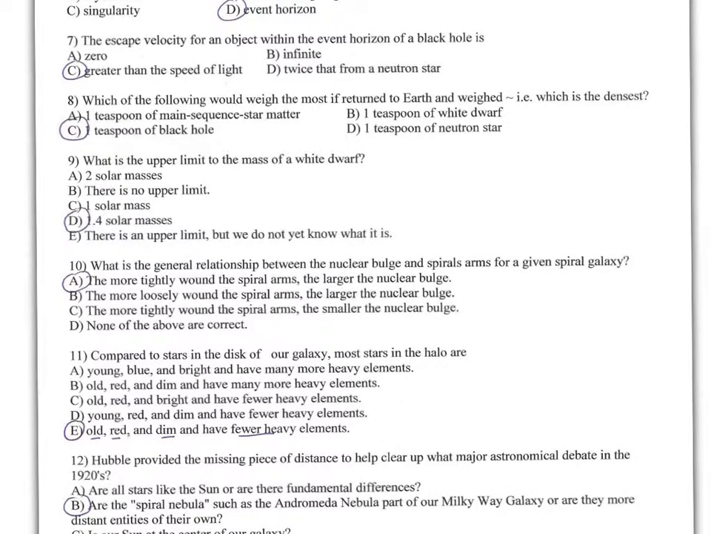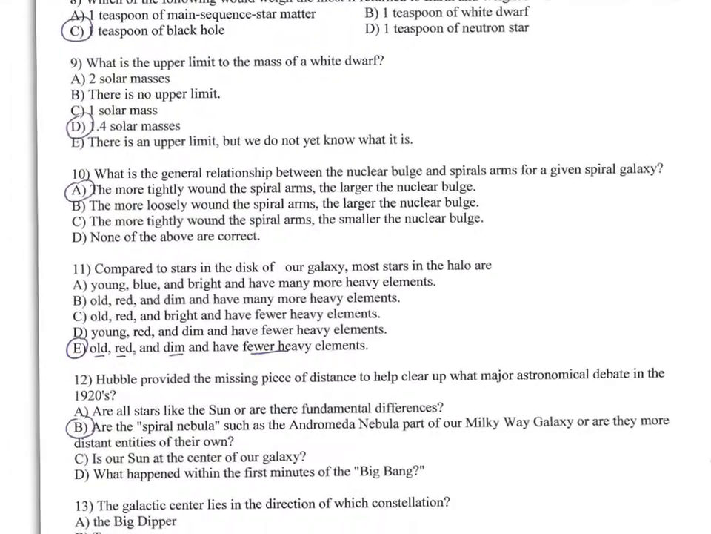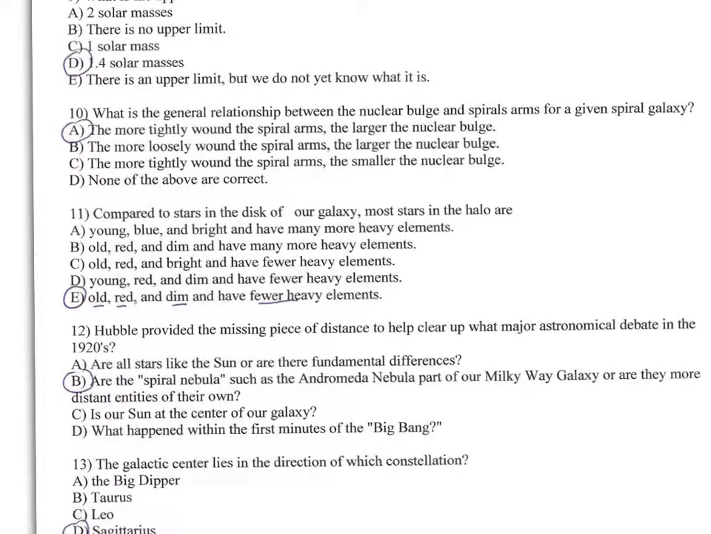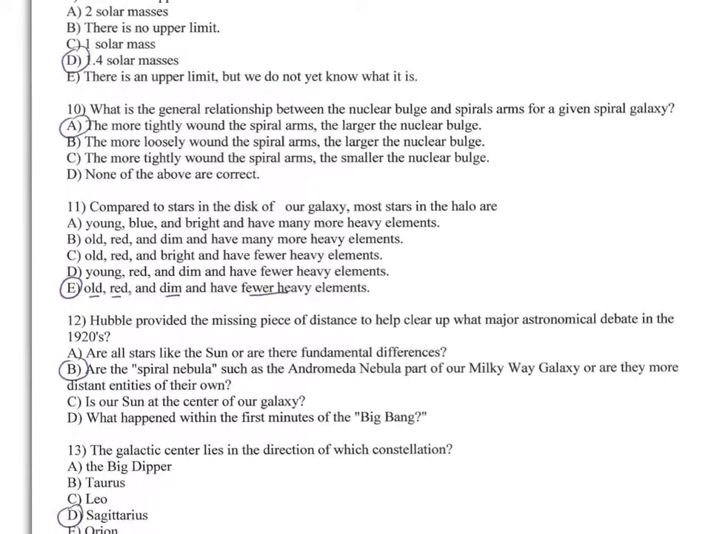Question 11, compared to the stars that are in the disk of our galaxy, most stars in the halo are actually old, they're relatively red, okay, they're like kind of low mass, and they're dim, they're M-type stars in the globular clusters, and they are kind of more like population 2, fewer heavy metals. So E was the best answer there for 11.